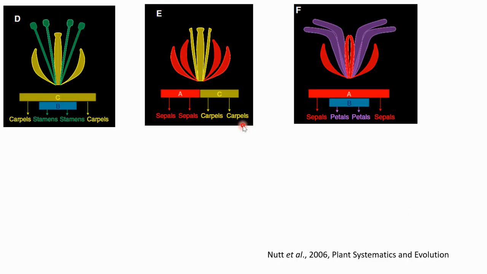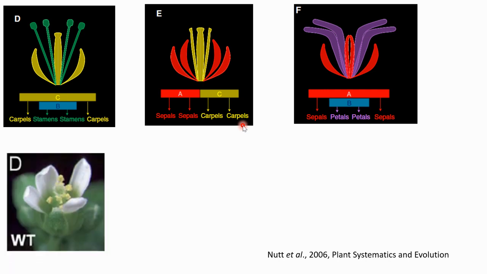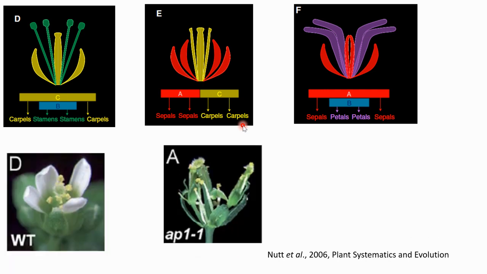Okay. So now if you see an example in real life, if you are losing class B gene, then as A and B together were forming petals, there is no petal formation. So this is a class B mutation, so there will be no petal.